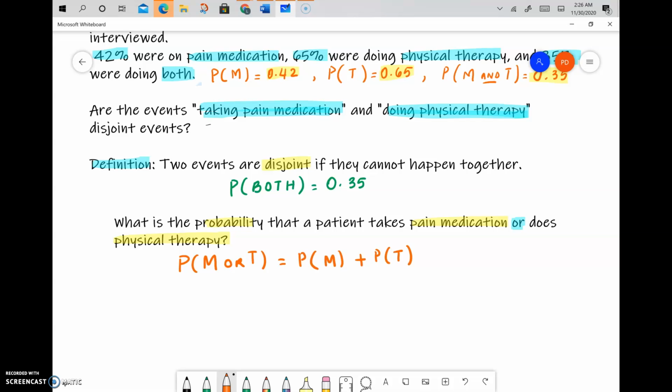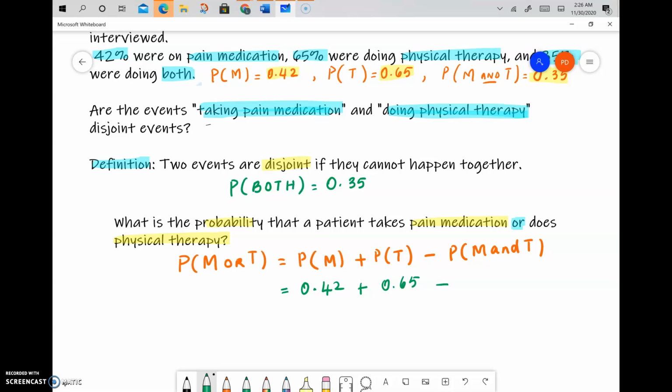Now we would stop here if the two events were disjoint, but since the two events are not disjoint, we subtract the probability of both, which is M and T. So that is the formula that applies in the case of two events that are not disjoint. Now, once we use the rule, there's nothing much to do other than just plug in the values. What is probability of M? It's 0.42. What is the probability of physical therapy, which is T, which is 0.65?